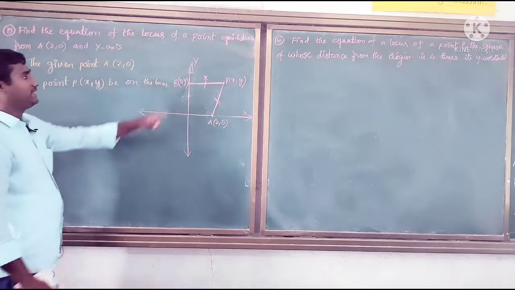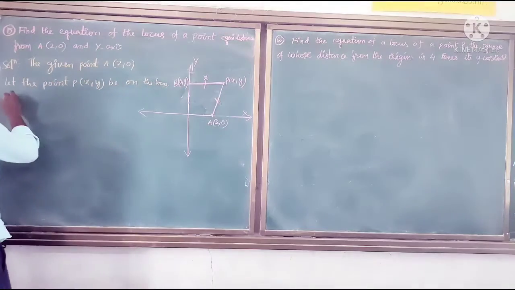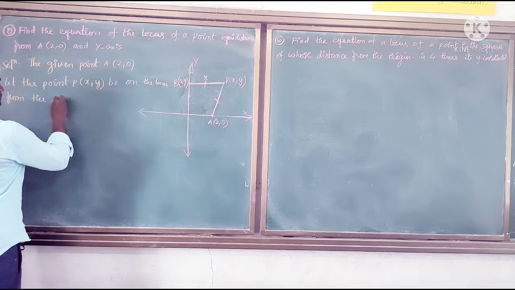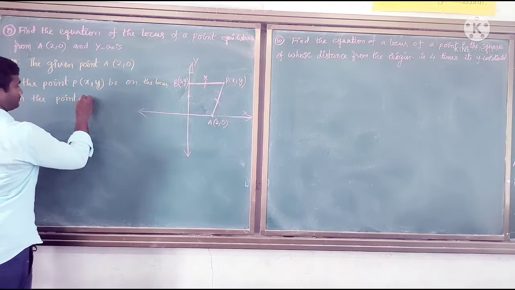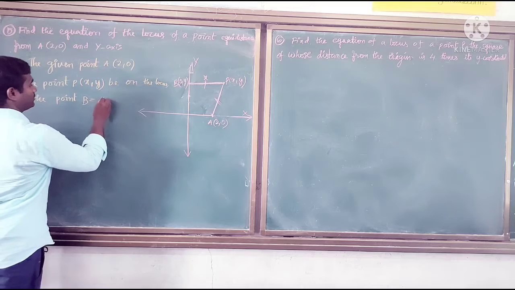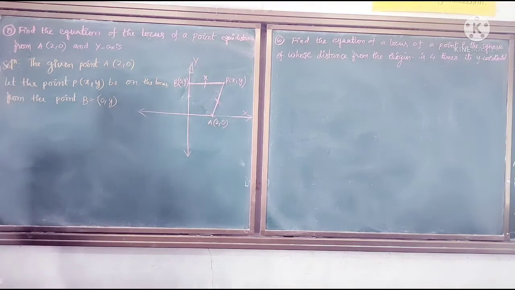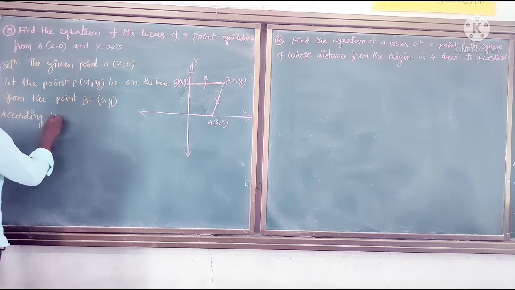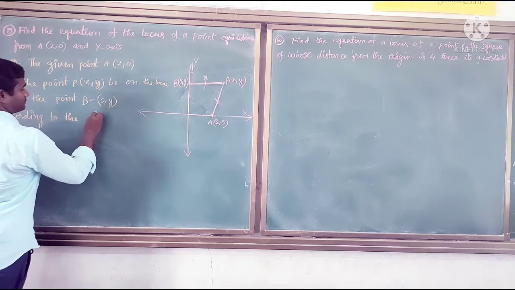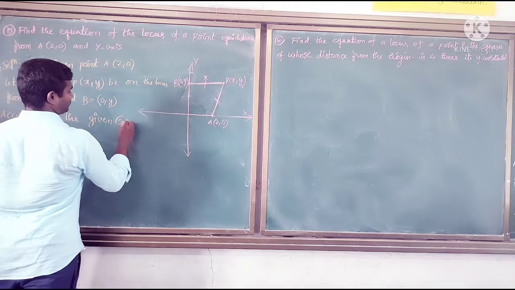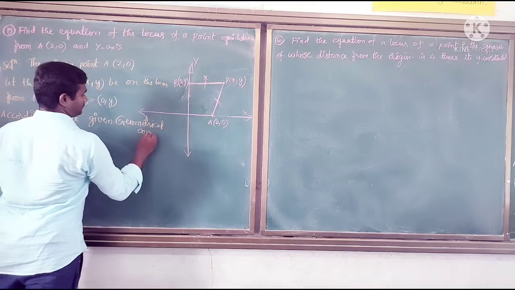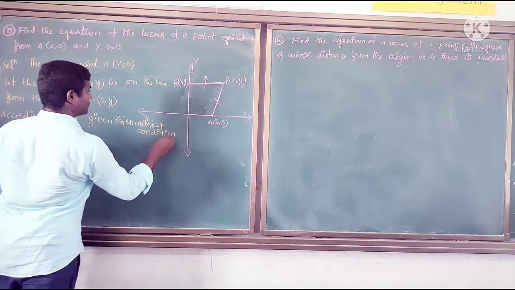From the diagram, the coordinates of point B equal (0, y). Now, according to the given geometrical condition, we can write PA equal to PB.